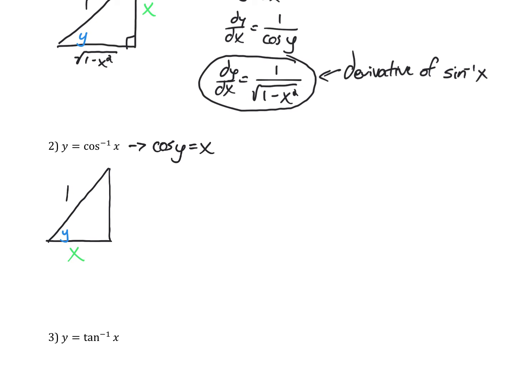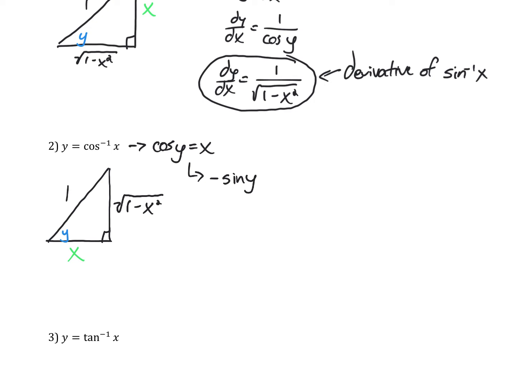And again, if I use Pythag, that means my missing side, or my third side, would be the square root of 1 minus x squared, again, just using Pythag. Make it a right angle. So there's my right triangle with sides of 1, x, and square root of 1 minus x squared. So now let's take the derivative of cosine of y equaling x. That would give me negative sine of y.